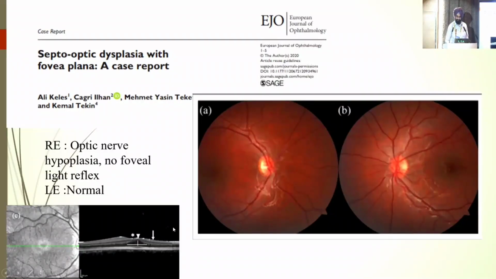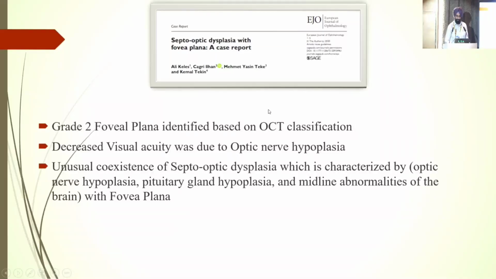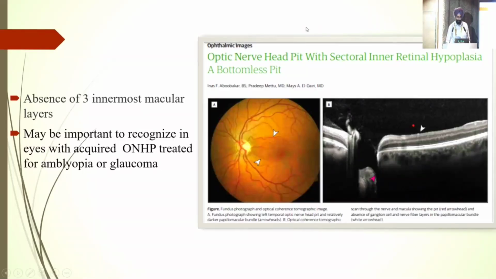The foveal contour is absent. Grade 2, as identified by the OCT classification, decreased visual acuity was due to optic nerve hypoplasia. Another ophthalmic image was published which showed an optic nerve head pit with sectoral inner retinal hypoplasia.